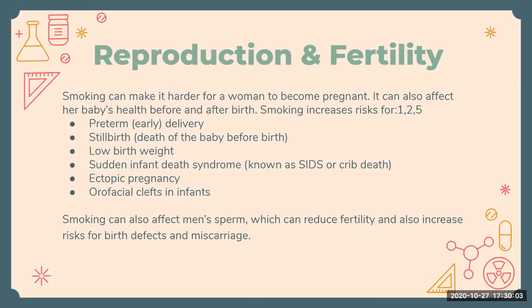Reproduction and fertility. Smoking can make it harder for women to become pregnant. It can also affect your baby's health before and after birth. Smoking increases the risk for preterm, early delivery, stillbirth, death of the baby before birth, low birth weight, sudden infant death syndrome, known as SIDS or crib death, ectopic pregnancy, and orofacial clefts in infants. Smoking can also affect men's sperm, which can reduce fertility and also increase the risk for birth defects and miscarriages. Next slide.